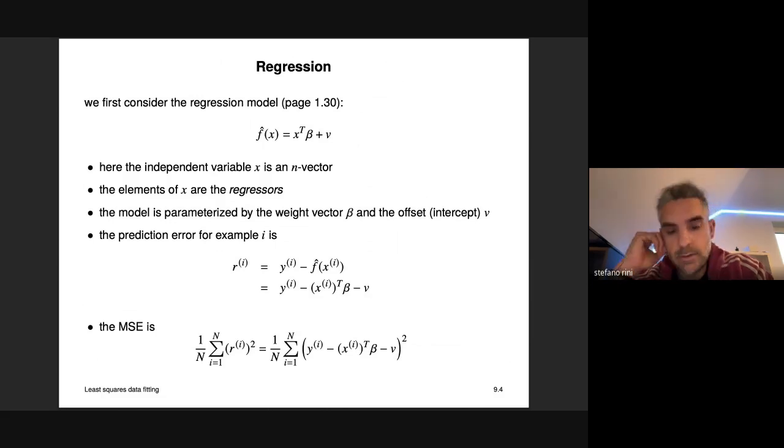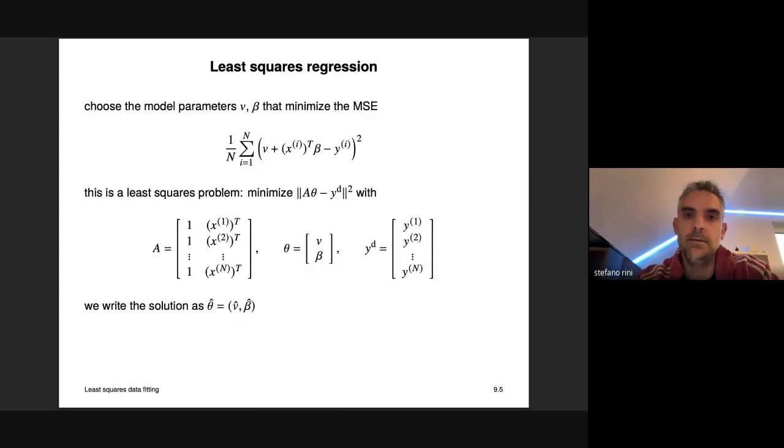And the prediction error is R_i, which is y_i minus f hat of x_i, which is equal to y_i minus x_i transpose beta minus nu. And the MSE is this equation here. So this problem goes back to the origin of mathematics, basically. Then we have to choose the parameters nu and beta so that the MSE is minimized.